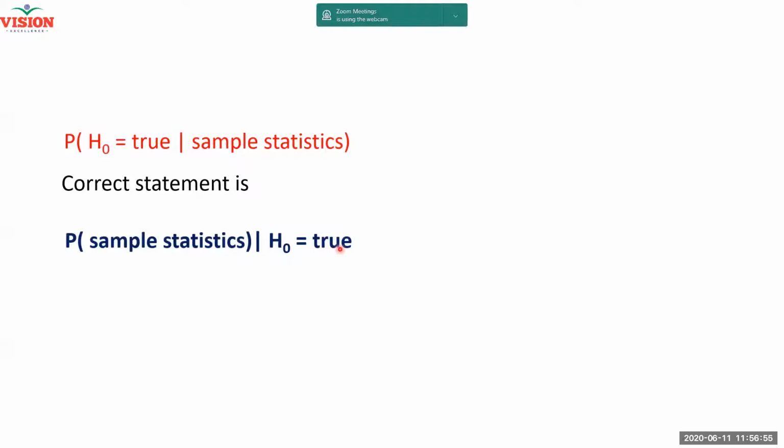Assuming H naught is true, the sample statistic. What is the sample statistic? Your alternative hypothesis statement. So that is how we find out the p-value: this value or greater than this value, this value or less than this value, depending upon the problem.